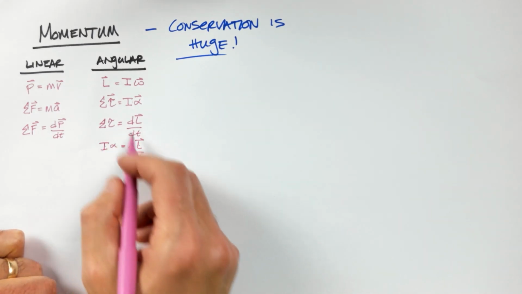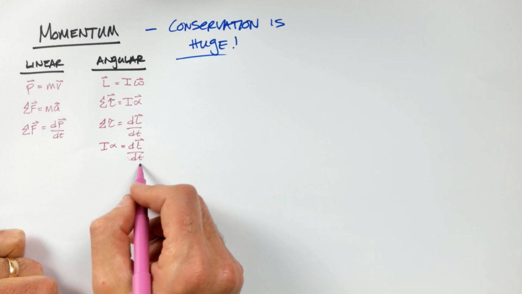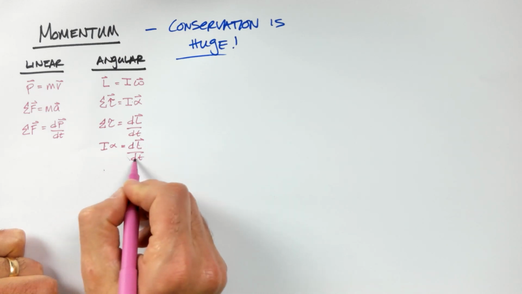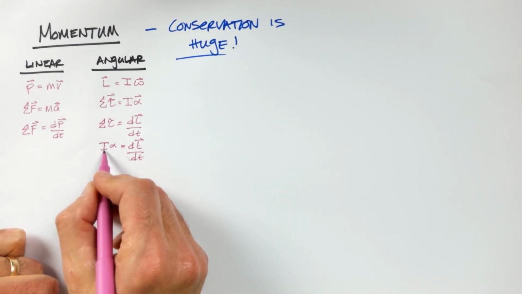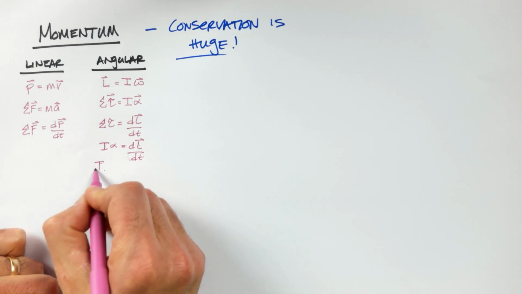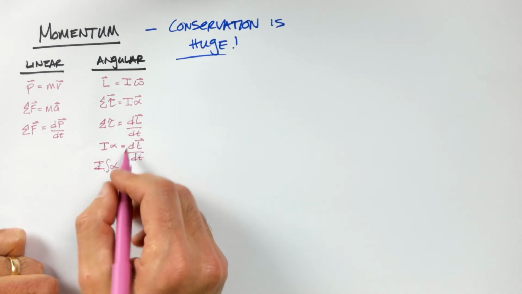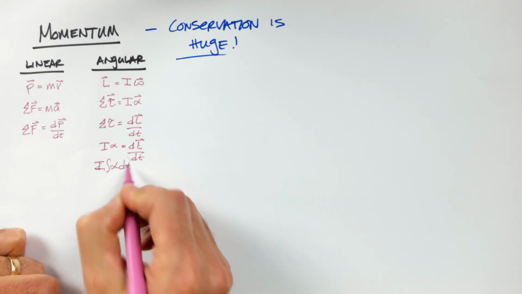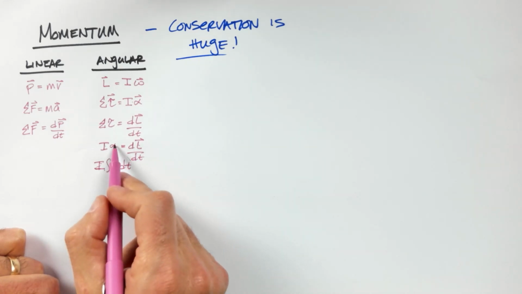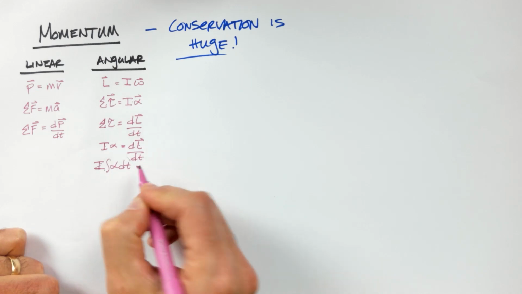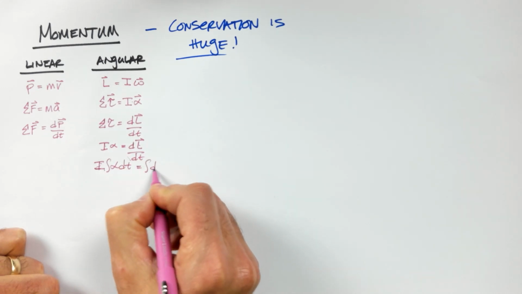So let's work backwards here and integrate this function. Let's bring this dt over. Moment of inertia is a constant, so I'm just going to pull that out, and then I'm going to integrate the angular acceleration with respect to time. Again, I'm just moving dt over and then taking the integral of both sides.